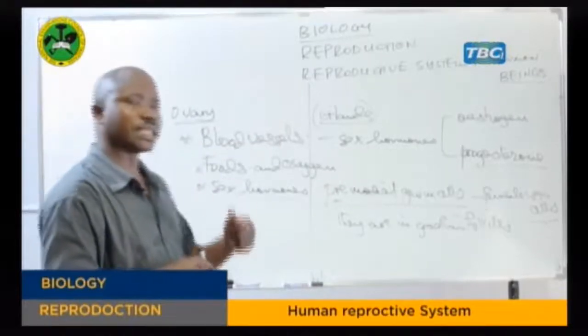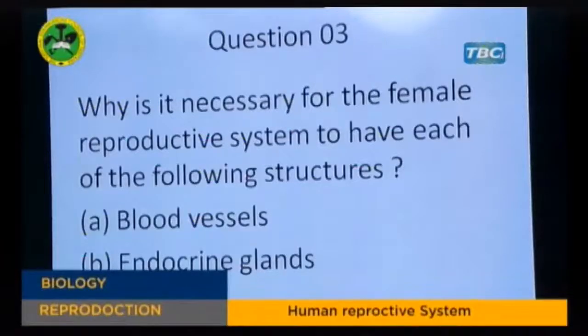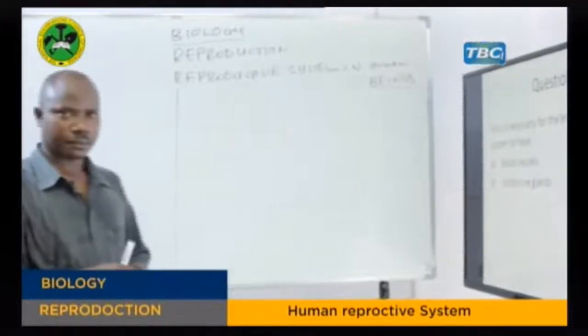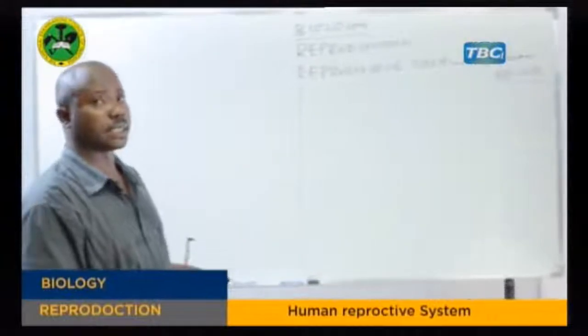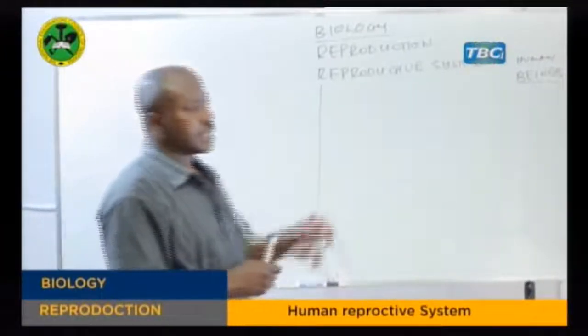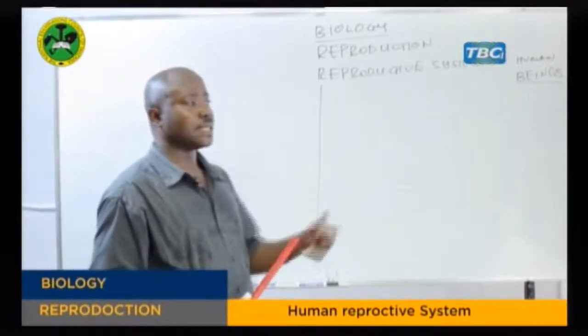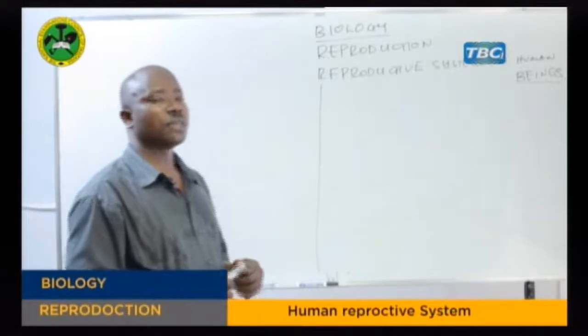And this will be question number 3. You are watching Darasa Online. Why is it necessary for the female reproductive system to have each of the following structures? A, blood vessels. B, endocrine glands. This is not a new concept. Since I started presenting these concepts, this can be answered with reference to what I answered to the question that arose in the male reproductive system.